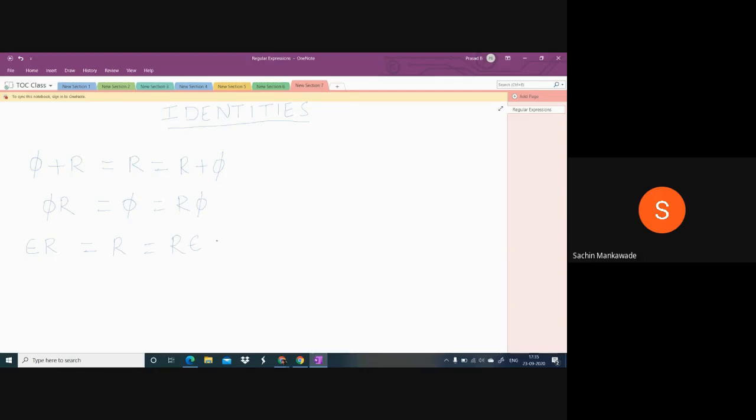Therefore, epsilon plus r is epsilon plus r only, or you can write r plus epsilon. But we cannot simplify epsilon plus r. Epsilon plus r is that only, epsilon plus r, r plus epsilon. Okay, next. Just note down all these points.